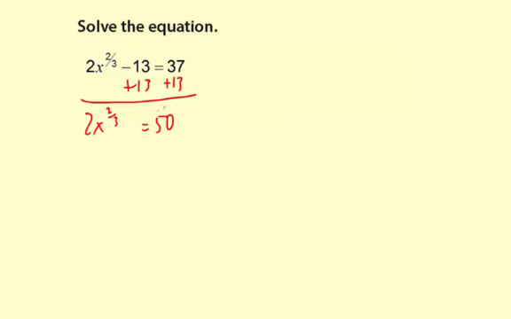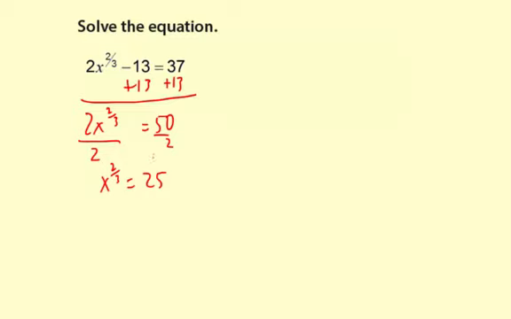Okay, now what I'm doing here is getting the variable by itself, and it's the variable to a rational power. But I can apply the reciprocal rational power and solve for the variable eventually. For right now, divide by 2. x to the 2/3 equals 50 divided by 2, which is 25.